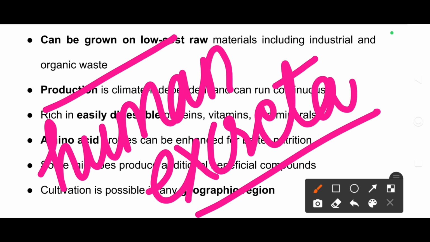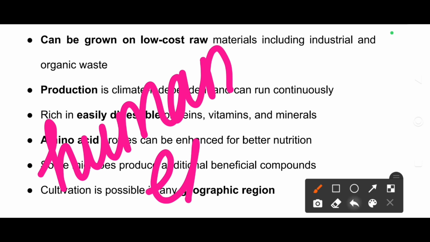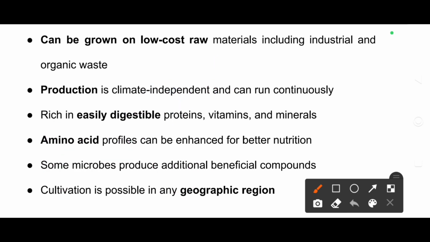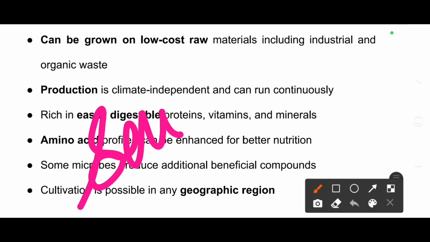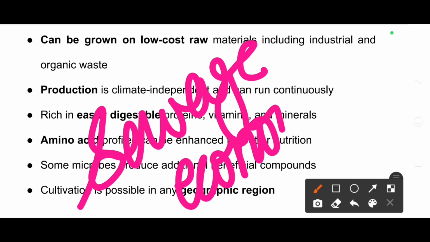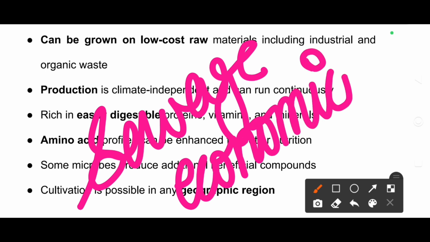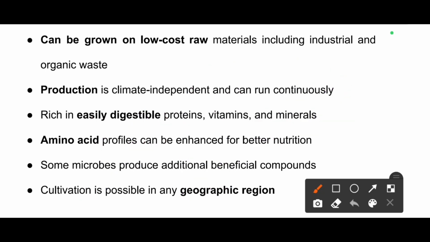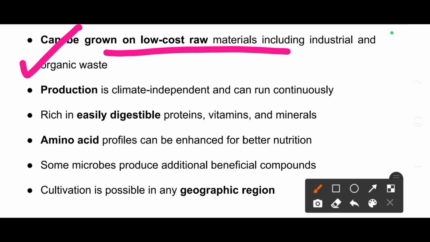For other things to produce, we involve a lot of inoculum, we spend a lot of things there. But for this SCP, just our human excreta is enough. Or else, I think you have learned in your 12th class about sewage treatment. Here we can also use the treated sewage water for SCP, and we also have economic media which can be used here. We'll be seeing that later in the next videos. So it can be grown on low cost material, including industrial and organic waste. We can use industrial waste or else organic waste like human excreta.